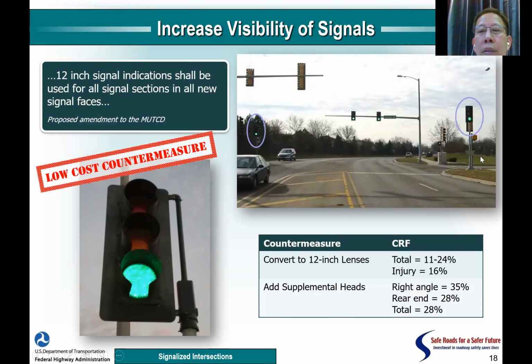This one, they increase more signal heads into the system. In this type, it's okay because it's not the mast arm together. If there are two mast arms here, it's going to be blocking the view. Okay, this is an addition, and it's just a typical pole. So it's okay for this, but they emphasize that 12-inch signal indicators should be used.